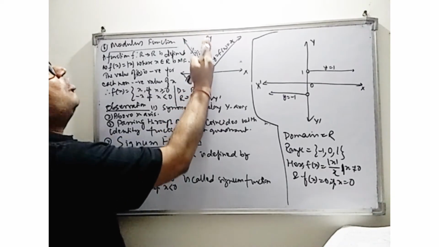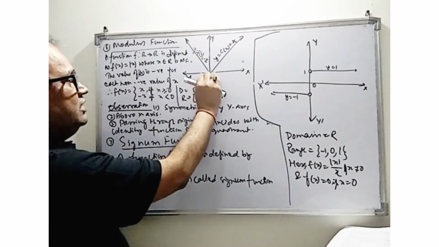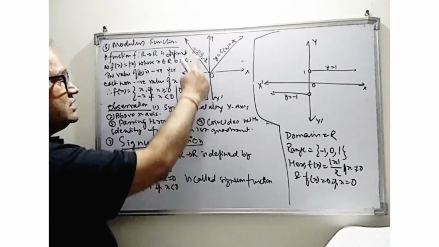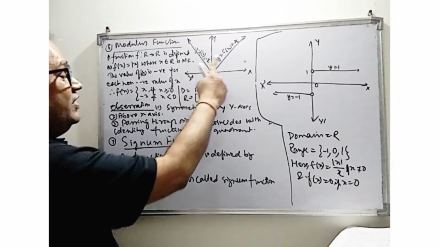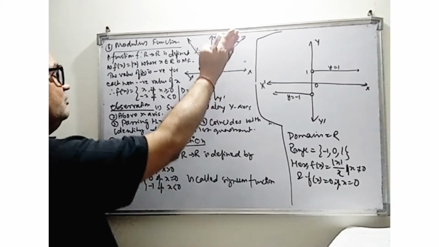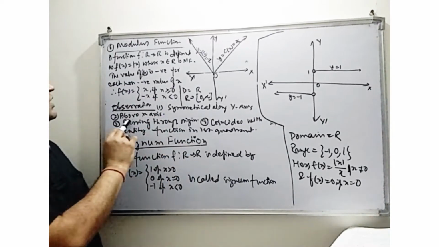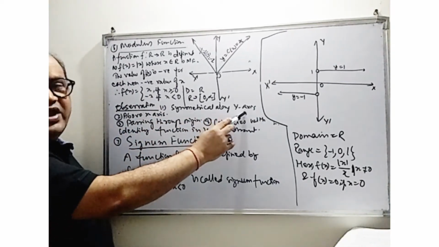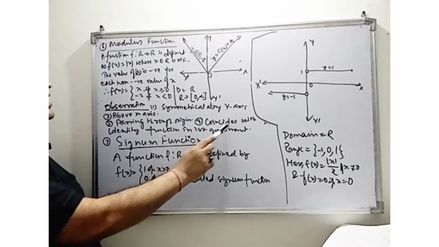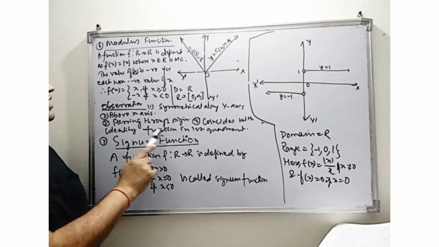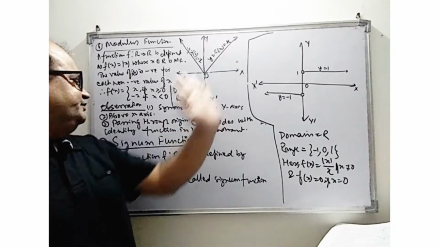Now what are the observations of this? This graph is symmetrical along the y-axis, and it is above the x-axis. This graph passes through the origin, and in the first quadrant it coincides with the identity function. So the observations I told you: it is symmetrical along the y-axis, it is above the x-axis, passes through the origin, and coincides with the identity function in the first quadrant.